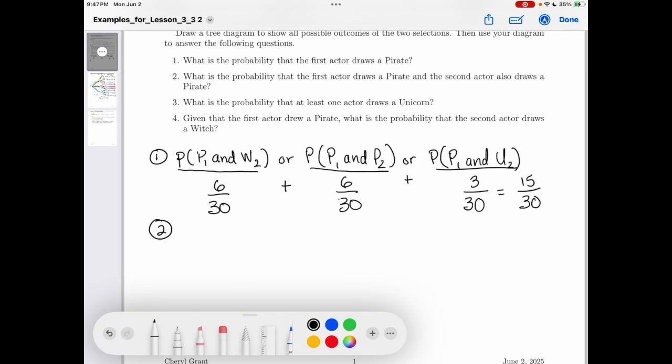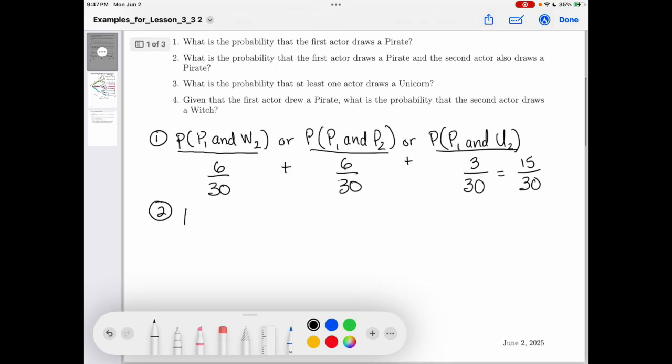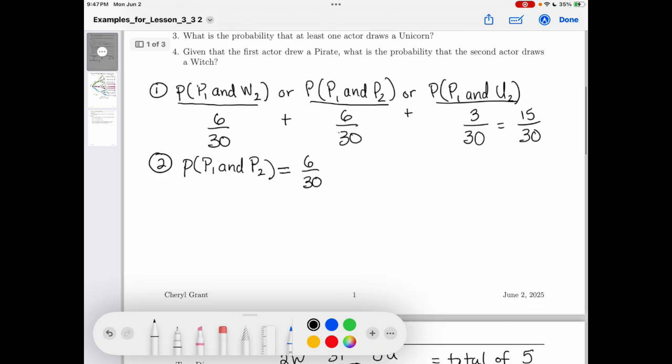All right, question 2. What is the probability that the first actor draws a pirate and the second actor also draws a pirate? So we're looking for the probability of P1 and P2, which we already found. That's 6 out of 30.